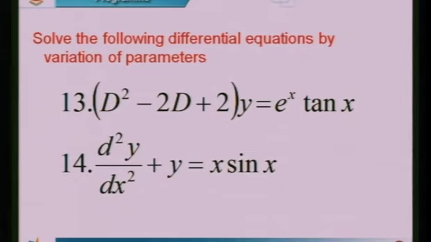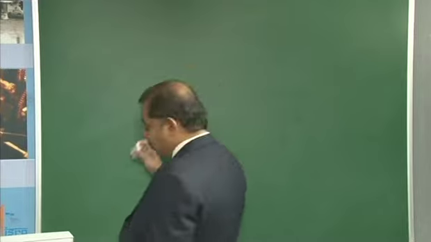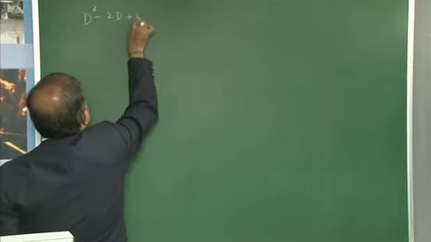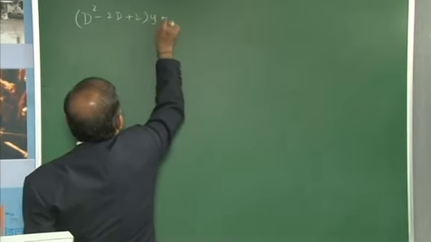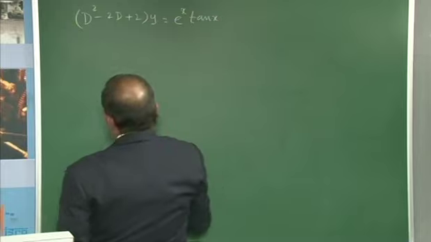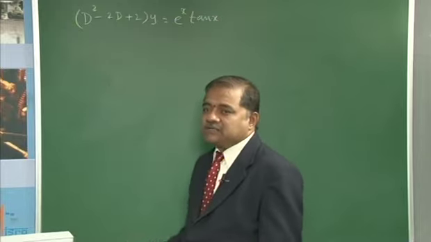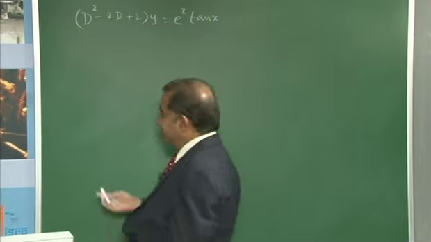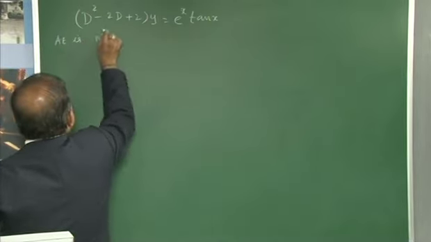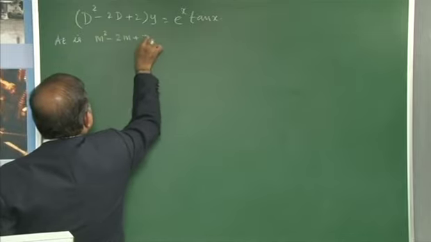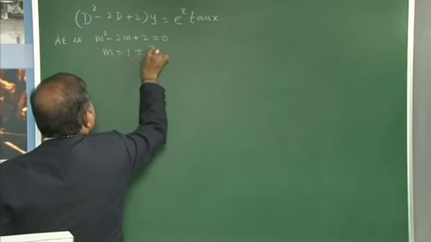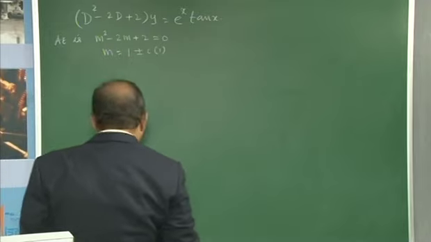So, the question is (D² - 2D + 2) y = e^x tan x. A little bit critical, you may think, but it is not so; e^x you will get it. So, the auxiliary equation is m² - 2m + 2. Roots are 1 ± i.